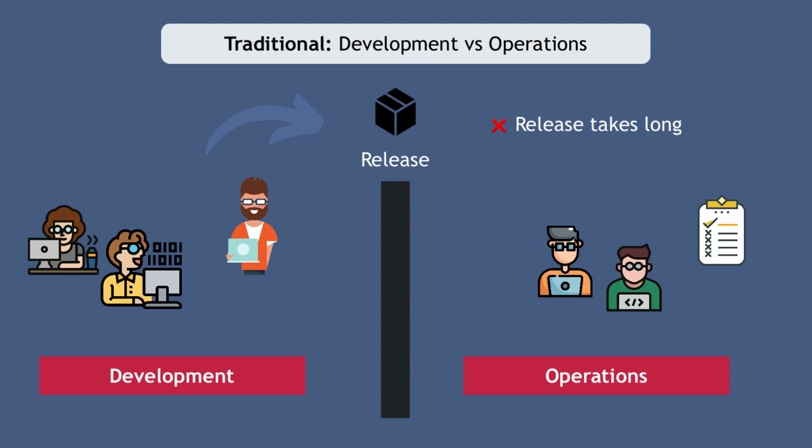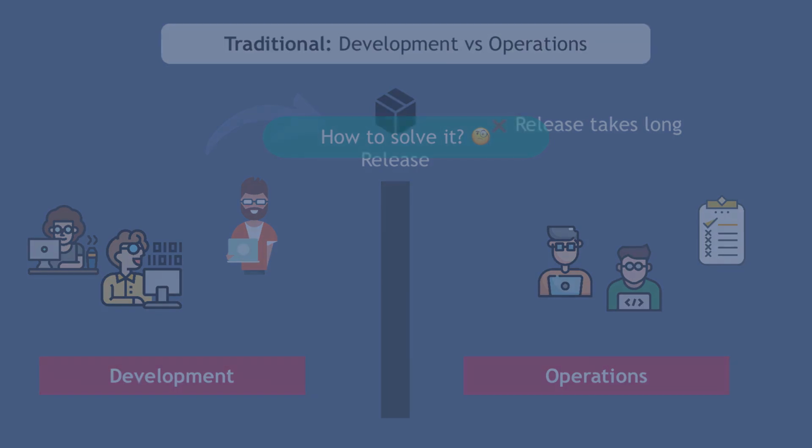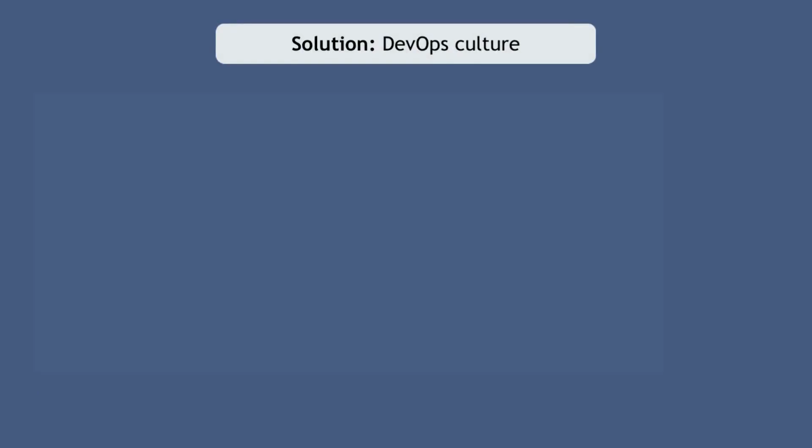And because this is a big problem, a solution was needed for this miscommunication, and for solving the issue of having two completely separated, unrelated roles that couldn't communicate with each other, or had a hard time communicating and working with each other effectively. And that solution basically was the DevOps culture.